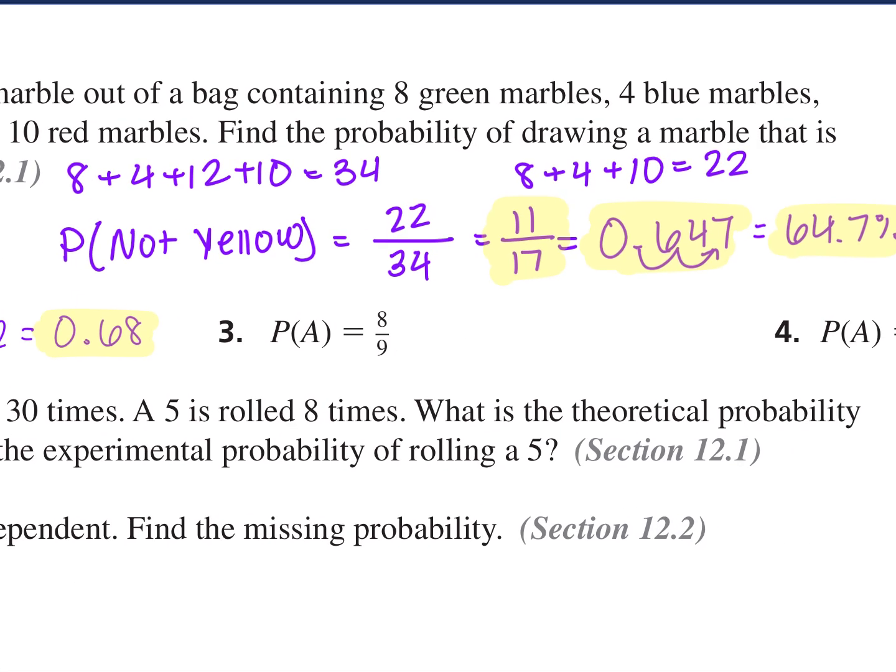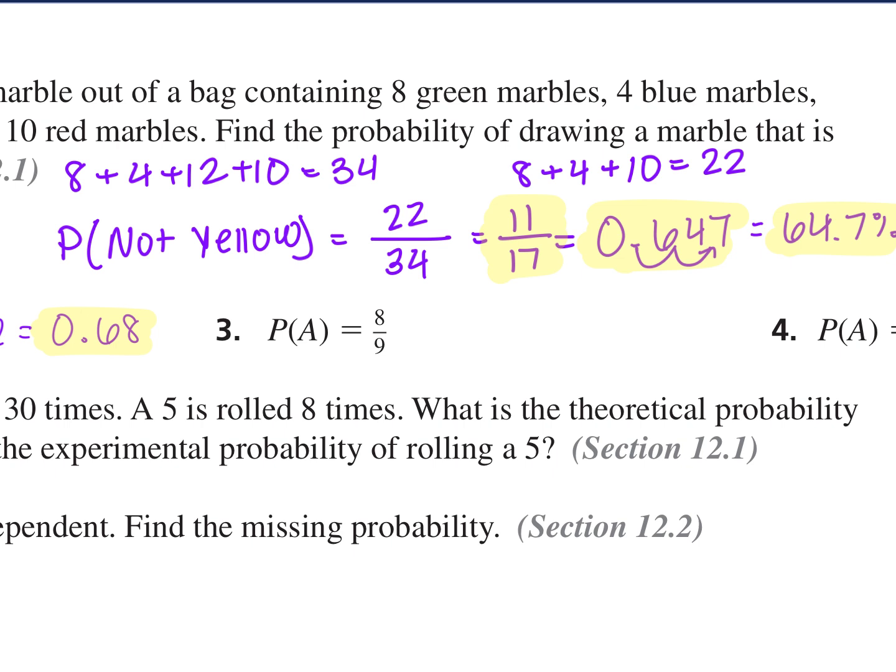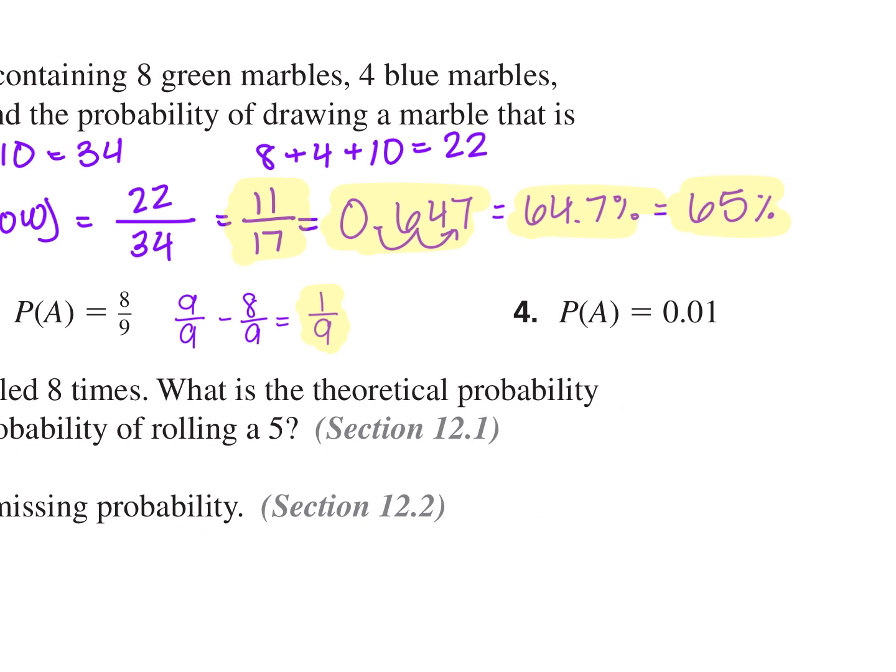Looking at the next one, I'm still subtracting it by 1, but because I have a fraction, I want to make that 1 whole into a fraction. And again, because my denominator is 9, my 1 whole is the same as writing 9 over 9. And then I'm subtracting 8 over 9, which is going to give me 1 over 9 as a fraction. Keep in mind if this was a decimal, it would have a repeating digit, and we cannot have a repeating digit. So keep it as a fraction. If it's repeating, change it to a fraction.